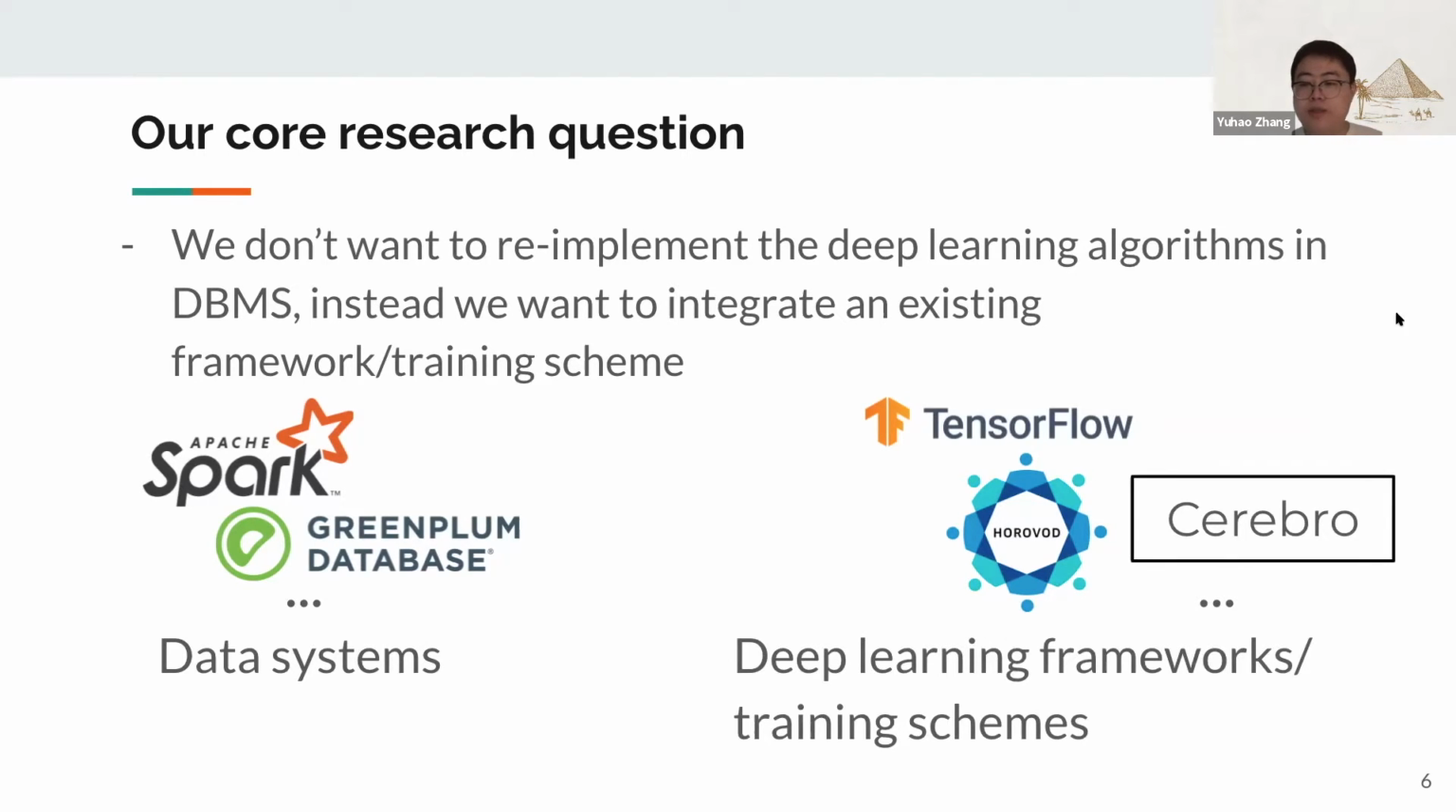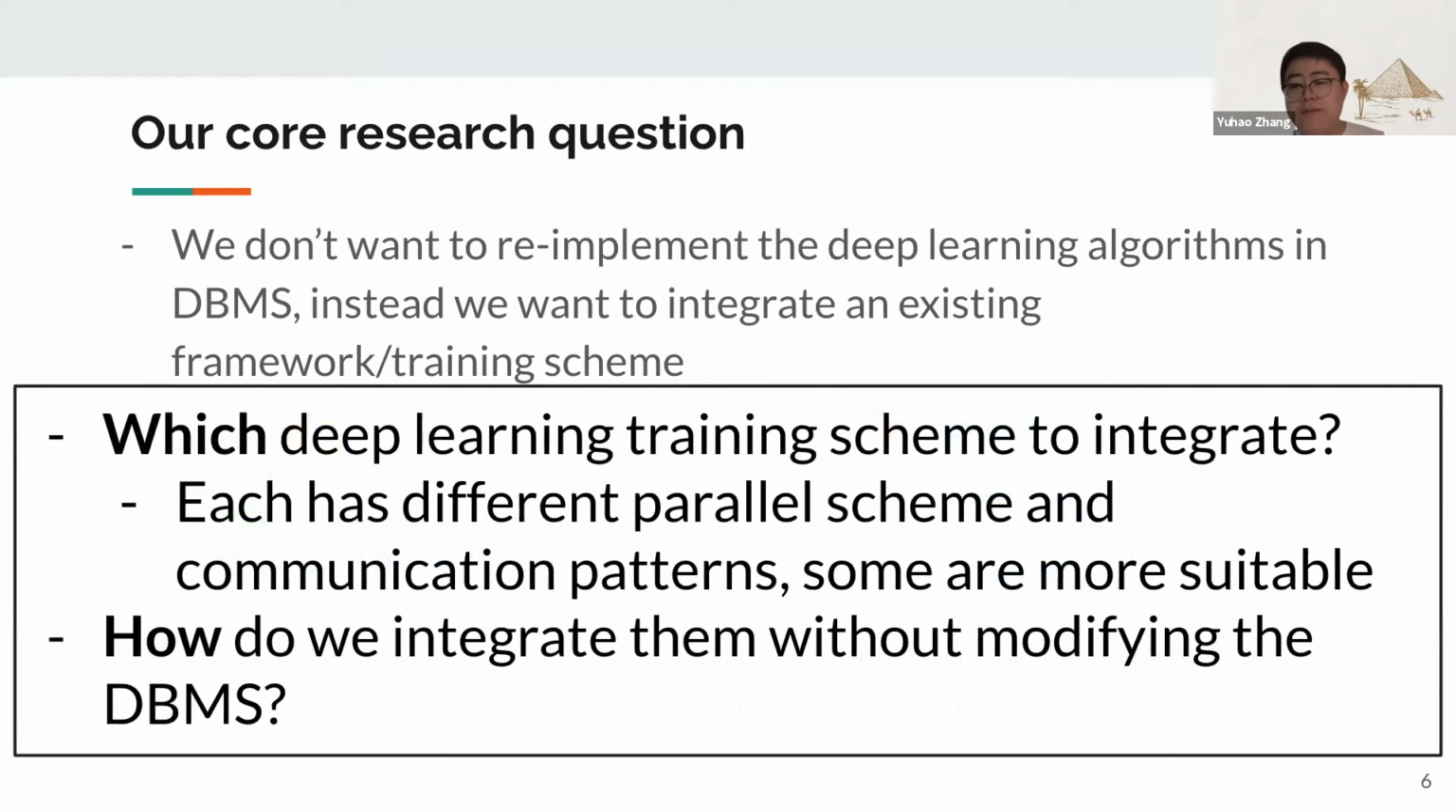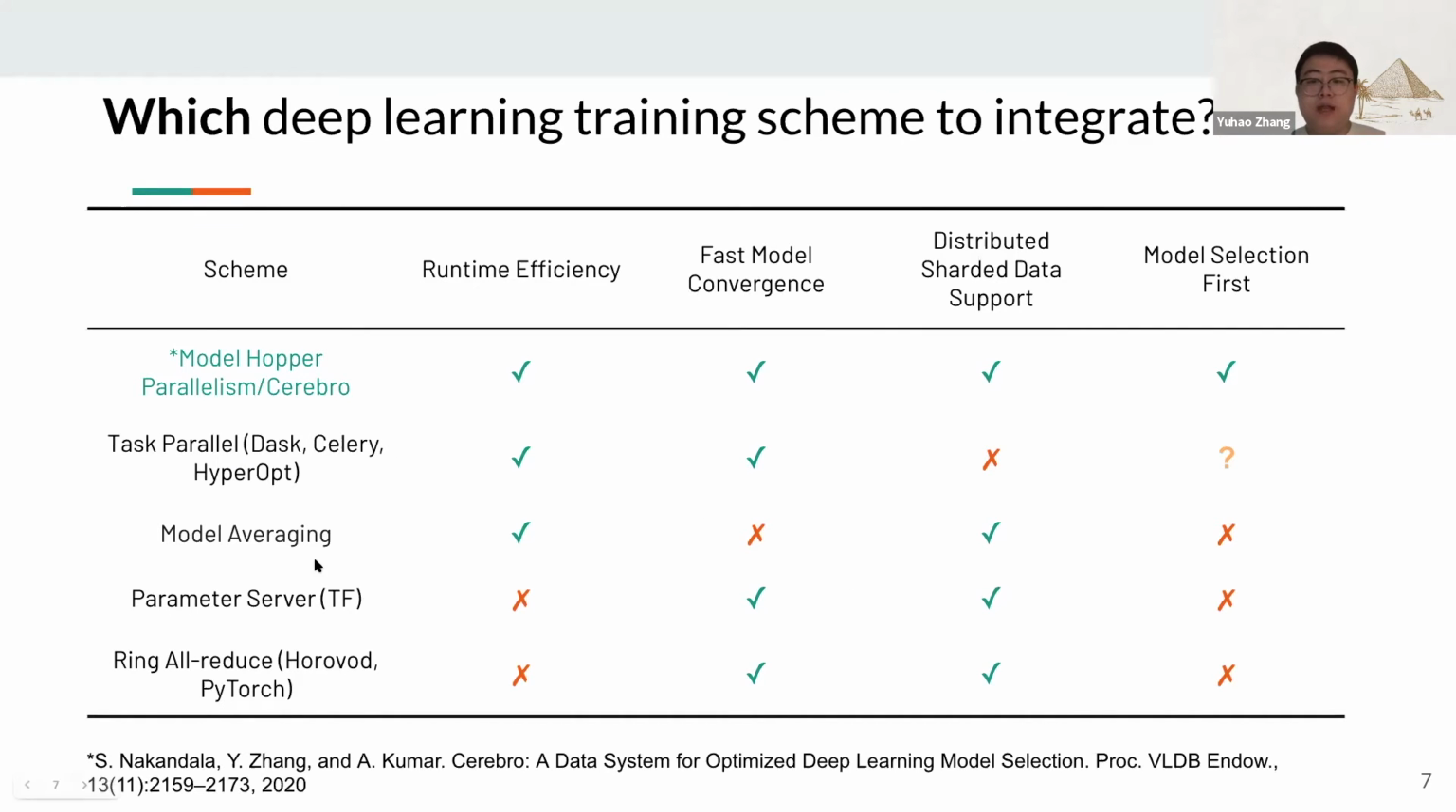And there are multiple choices for the training schemes. Each has a different parallel scheme and communication pattern. Some are more suitable than the rest. The question is, which framework is a better fit and how do we integrate them without modifying the DBMS? To answer the first question, our choice is this new system called Cerebro and the novel training scheme called Model Hopper Parallelism, or simply MOP. Not only because Cerebro is our own research project, but also because it's efficient.